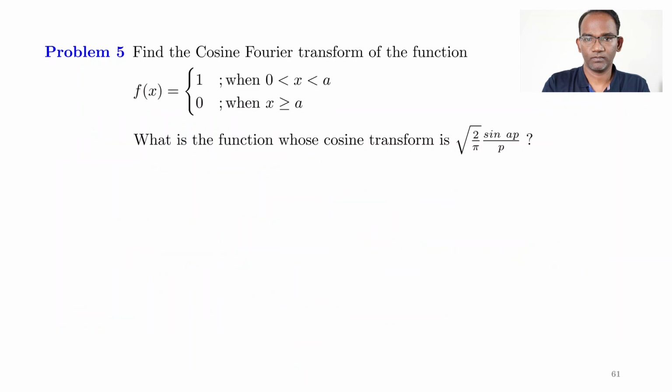Now problem number 5. Find the cosine Fourier transform of the function f(x) defined to be 1 when x is between 0 and a, equal to 0 when x is greater than or equal to a. And what is the function whose cosine transform is square root of 2 over pi times sine ap divided by p? So the question has two parts. Part A is to find the cosine Fourier transform of this particular function.